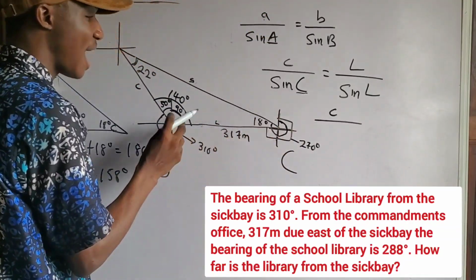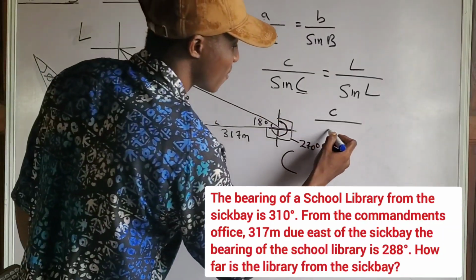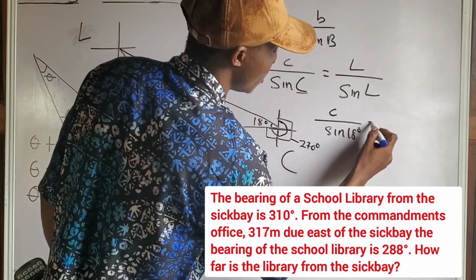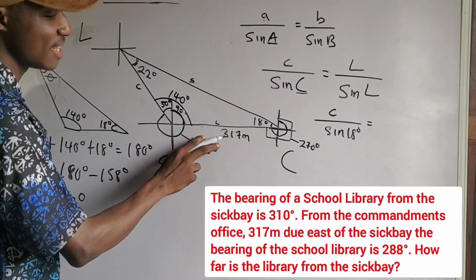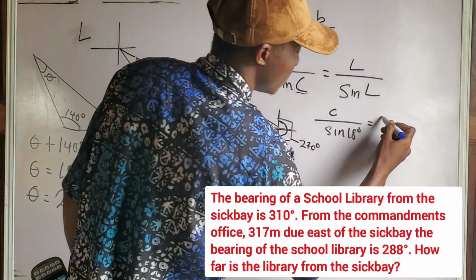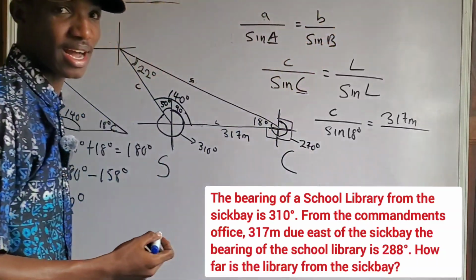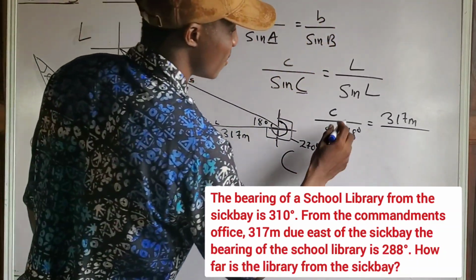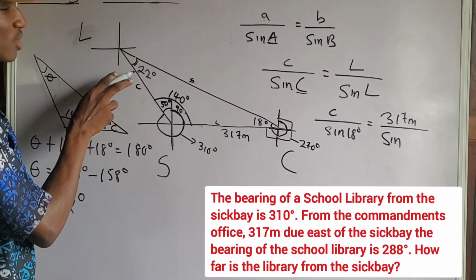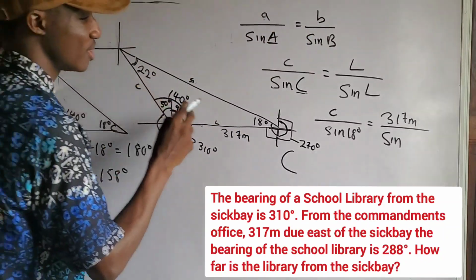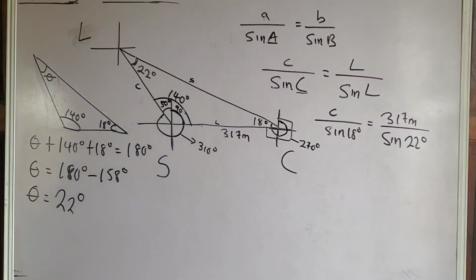Capital letter C is the angle that this side C faces. Don't forget, the angle is 18 degrees. So I'm going to have sine 18 degrees equals L, where small letter L is 317 meters. The unit is meter. All over sine of capital letter L, which is 22 degrees. Do you understand? Okay.